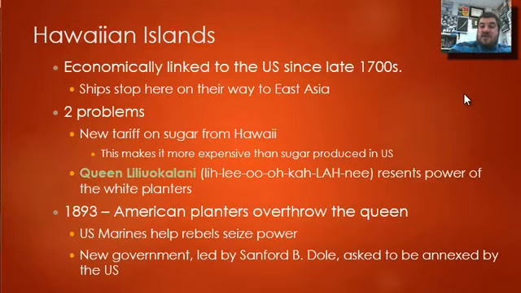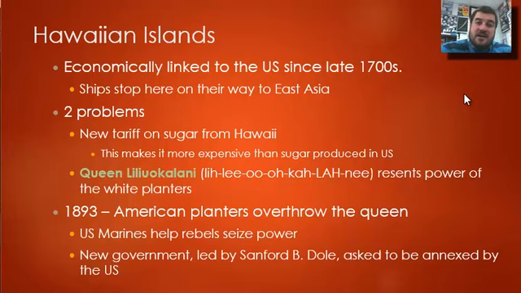So now let's take a look at our situation in Hawaii, which has been economically linked to the United States since the late 1700s, because it's halfway between the United States and East Asia, and ships stop here to refuel, amongst other things. And there are two major problems with what's going on there. Basically, in the late 1800s, a new tariff on sugar from Hawaii has been passed, and so this makes it more expensive than sugar produced in the U.S. So the white planters that moved to Hawaii to harvest sugar are saying, oh no, nobody's going to buy our sugar now because it's more expensive.